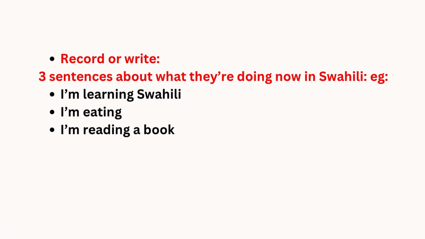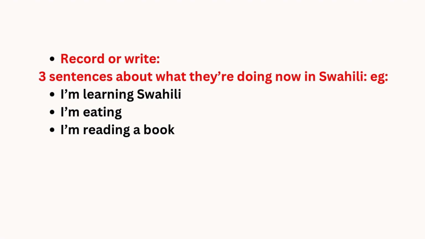The best way is to dissect it into the subject prefix, the tense marker, and the verb. Am is ni. Reading is soma. So I'm reading is ninasoma. Then a book is kitabu. I'm reading a book: ninasoma kitabu.